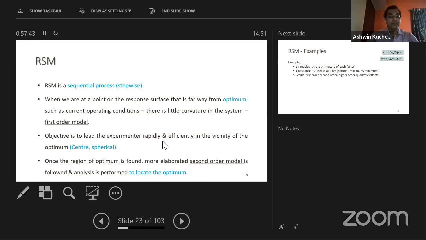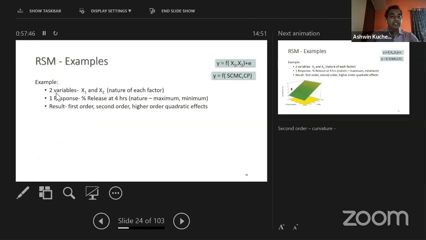Let's take an example. There are two variables, x1 and x2. These have different natures with respect to their excipient properties. You may consider them as sodium carboxymethyl cellulose or cross povidone. As an example, I have considered SCMC and CP here, and one response, which is drug release at 4 hours. Now my response should be maximum, it should not be minimum. There are two types of nature. As I said, for drug release, it should be maximum.